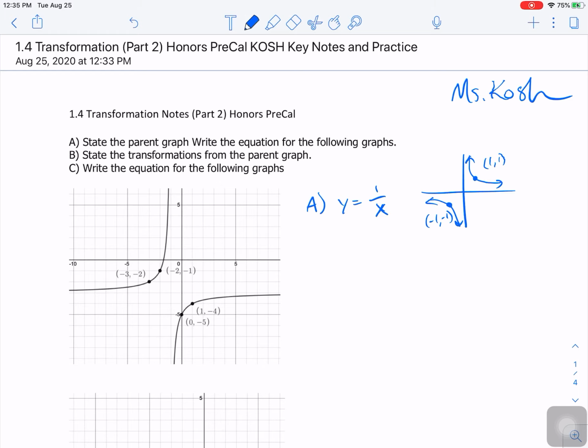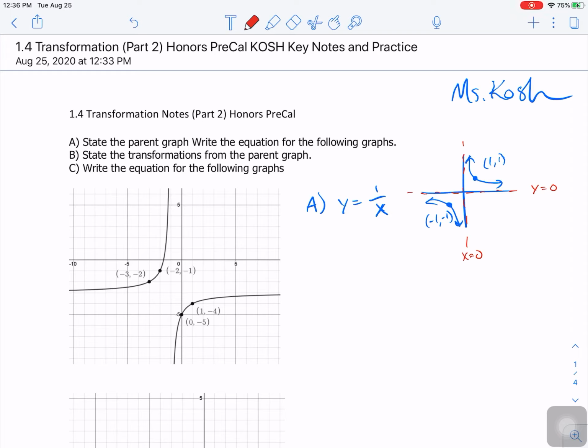And I know that I have an asymptote at x equals 0 and an asymptote at y equals 0. I expect that you've seen this in Algebra 2, and we are also going to spend more time on it in the future, but hopefully you're up to speed on that. So here's what I notice on this particular graph.